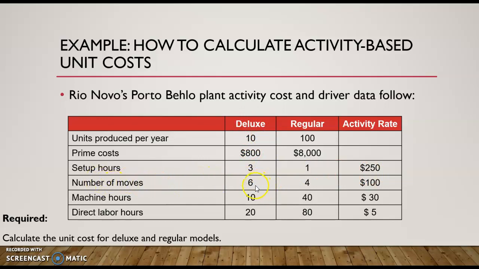The number of moves, the deluxe model requires 6, regular requires 4. Okay, and so again, we take how many moves times the $100 per move, and that's how much overhead gets applied to those. The machine hours, deluxe takes 10, regular takes 40. And direct labor hours, the deluxe takes 20, and the regular takes 80.